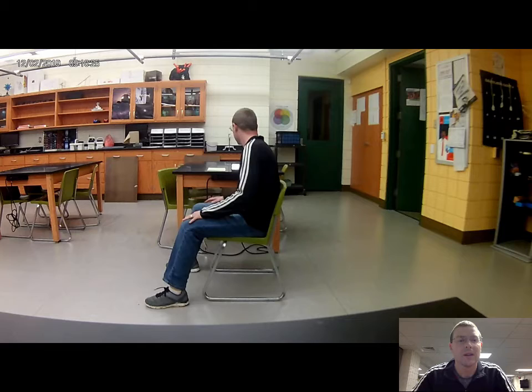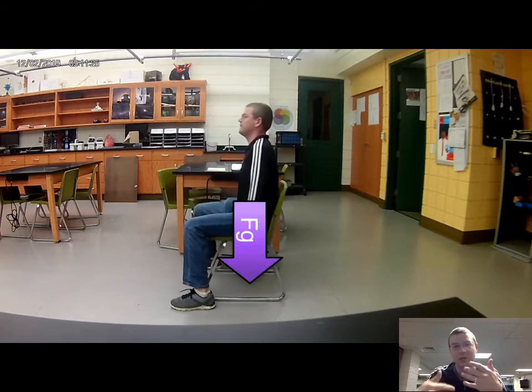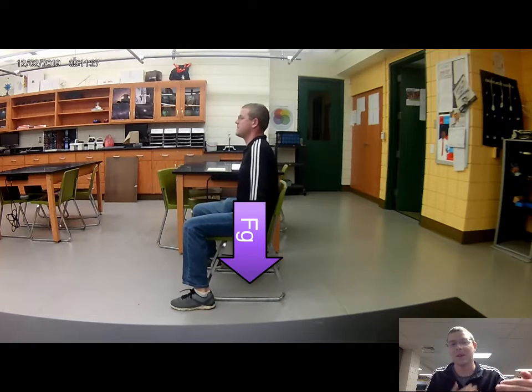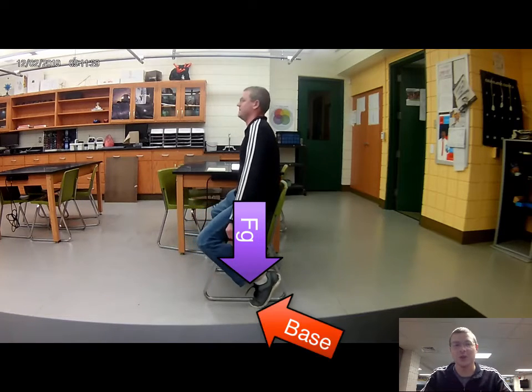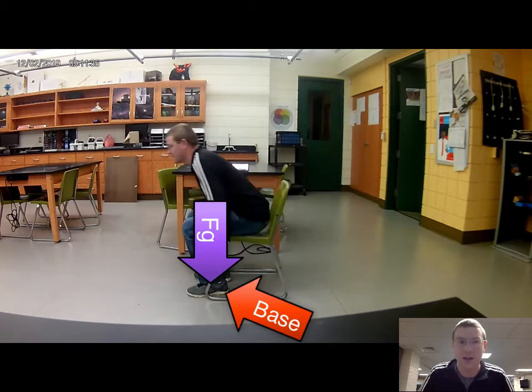So in scenario 1 here, what I'd like you to do is sit in your chair with your back straight and just stand up out of your chair. You see that I'm struggling right now because my center of gravity is over top of the base of the chair, but the base of my support is my shoes, so when I move my feet back, I'm actually able to stand up. How we normally stand up is we lean forward, get that center of gravity over top our feet, and we're able to walk away.